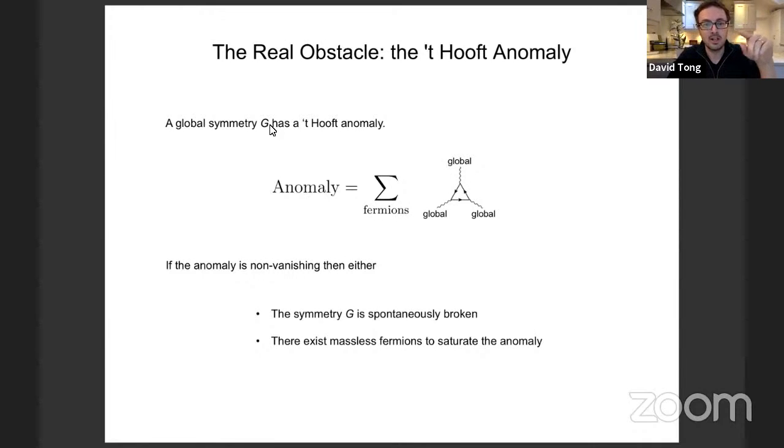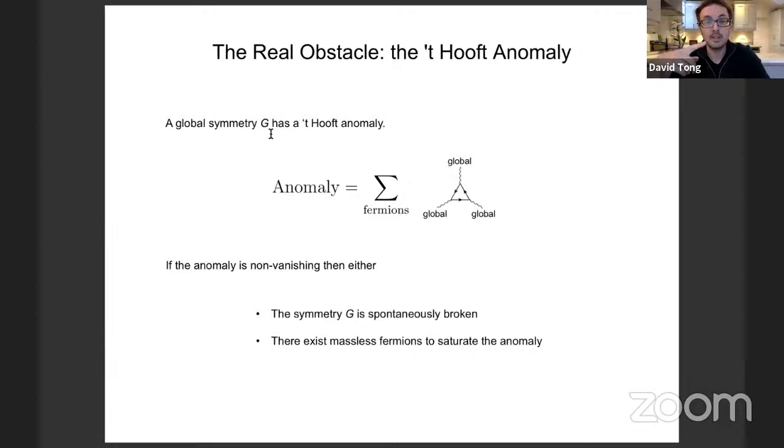So this is the deal. Take a global symmetry G, and as I said, this is going to be a continuous symmetry for the purposes of this talk. For every quantum field theory with a global symmetry G, there's a number that you can associate to that, which is the 't Hooft anomaly. And the number is very easy to compute. You just compute the sum of these triangle diagrams where you sum over all fermions running in the loop with 3 global currents attached to the edges of the triangle. If the anomaly is non-vanishing, it's not terrible news for the symmetry. It's not like the symmetry doesn't exist in the quantum theory.